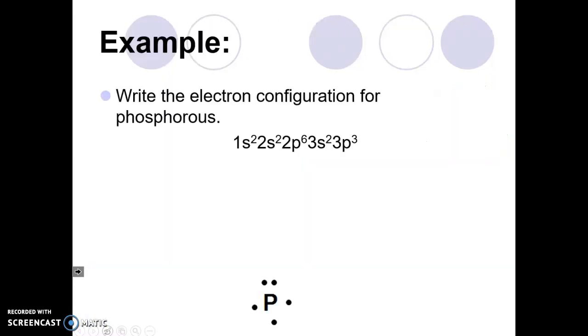So here's an example. We're going to look at the electron configuration for phosphorus. If we're going through it, we have 1s2. 1, the first number, represents the energy level. The s represents the block that it's in on the table. So we have s, p, d, and f. Those are all the different blocks of the table. And the last number here represents how many electrons are in that specific sublevel.